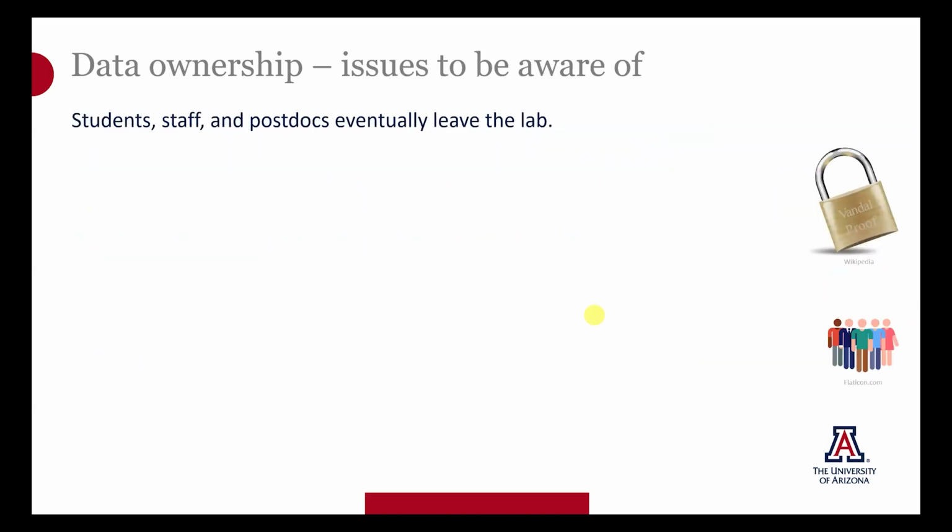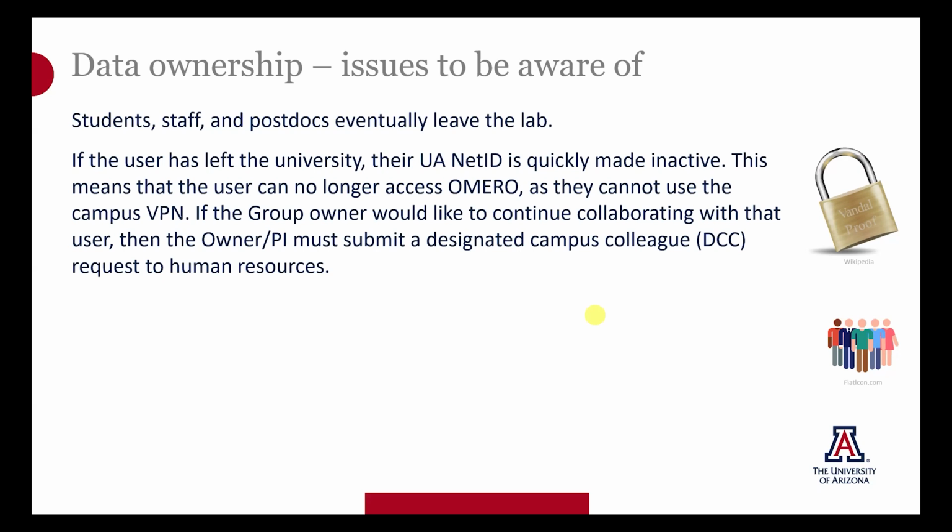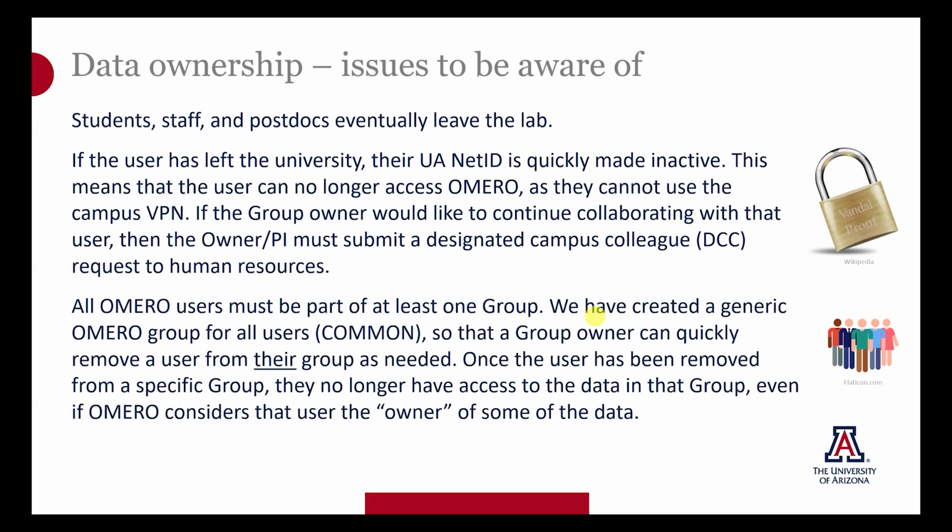Sometimes people leave the lab. And if they've left the university, then they're no longer able to access OMERO because their UA NetID will be inactivated. This means that the group member won't be able to use the VPN. If you want to continue collaborating with that group member, then the owner should submit a request for a designated campus colleague to the HR person of your department. Typically takes about 2 weeks.